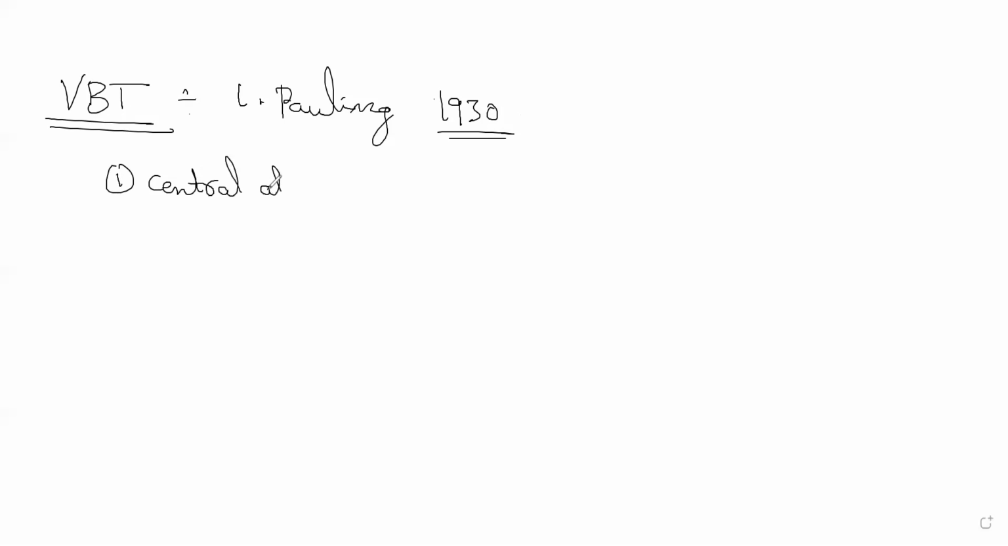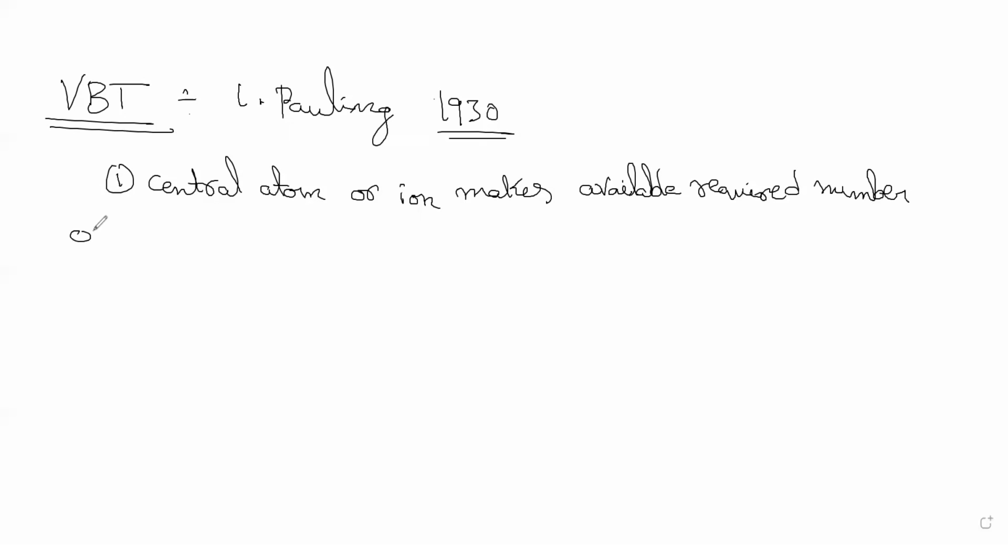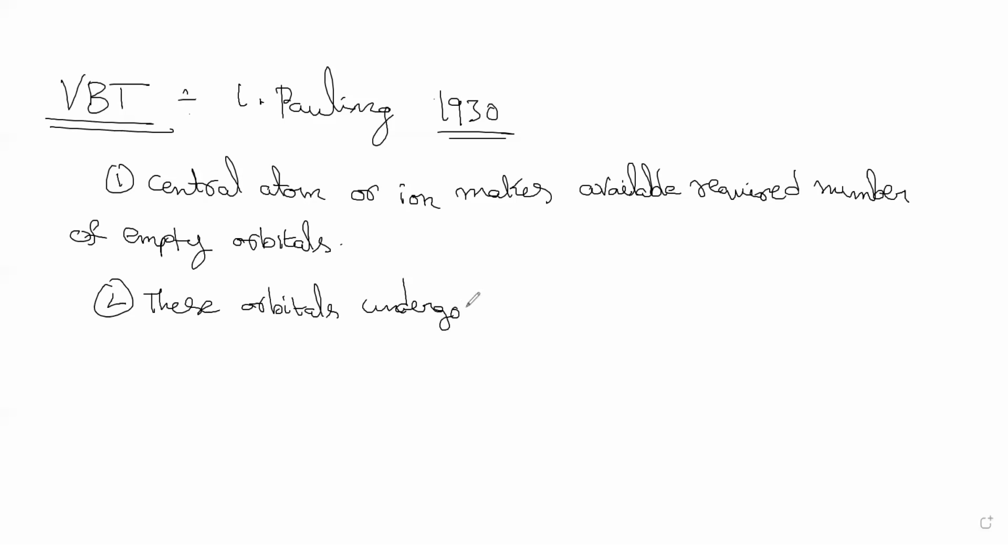The central atom or ion makes available the required number of empty orbitals. And these orbitals will undergo hybridization. This hybridization develops the different kinds of structures.